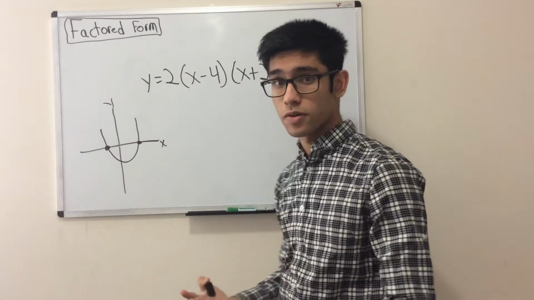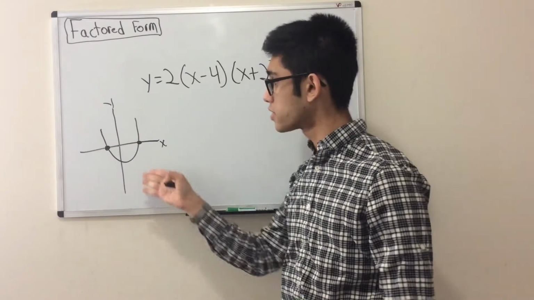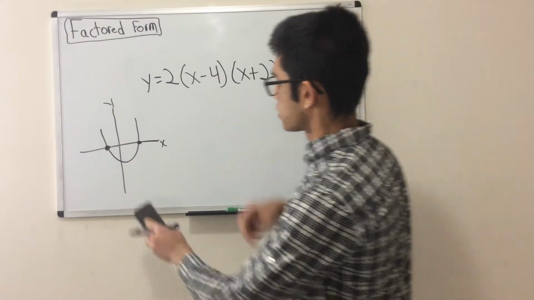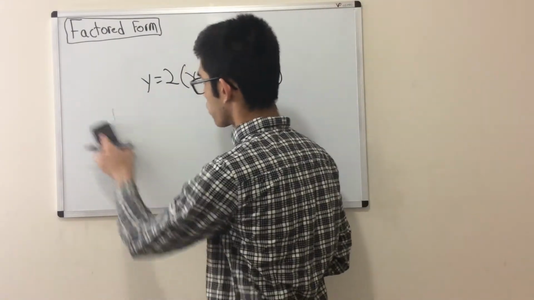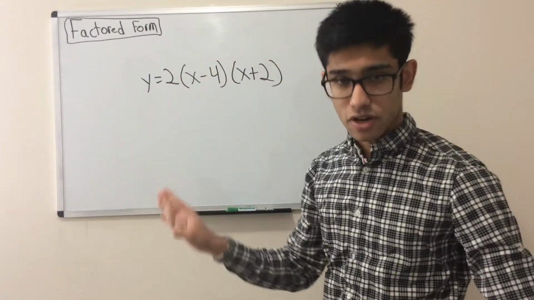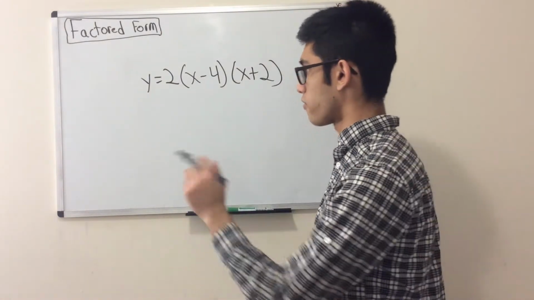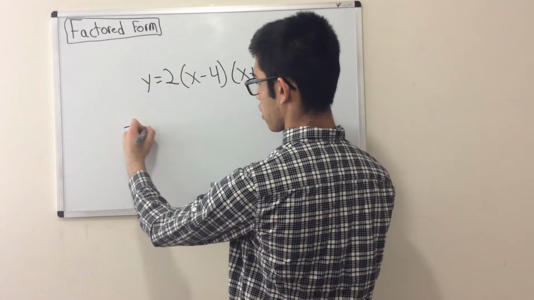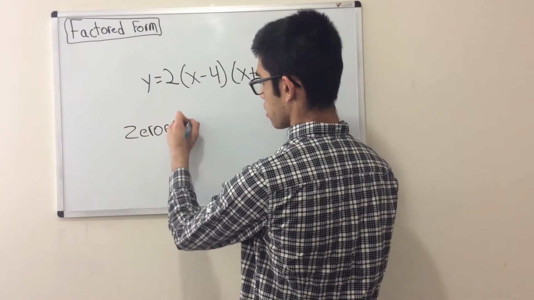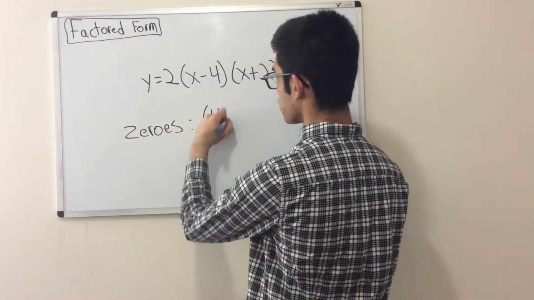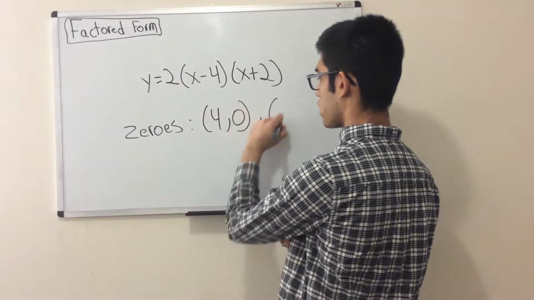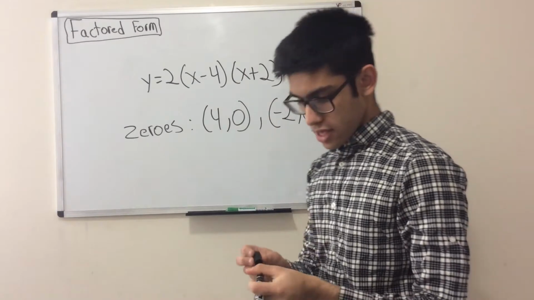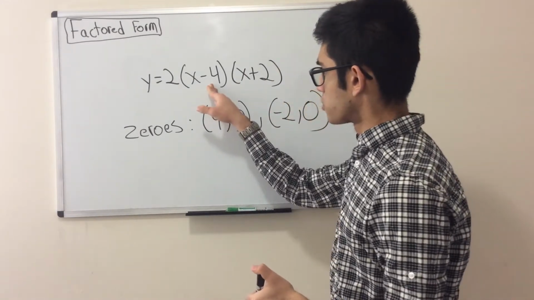And when we have our zeros, we can do anything. We can even find the vertex and so on. So you might wonder, what are the zeros for this equation, or this graph right here? I'll put up the zeros, and I'll point out something important when we're finding the zeros from the factored form. So the zeros for this equation are (4, 0) and (negative 2, 0). So basically, you have in here two numbers, right?